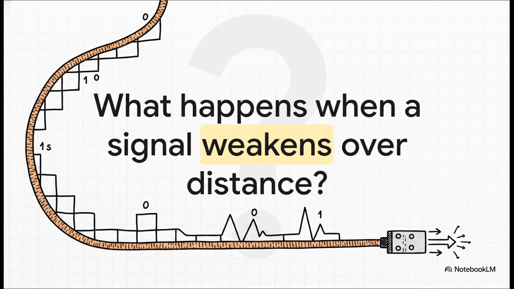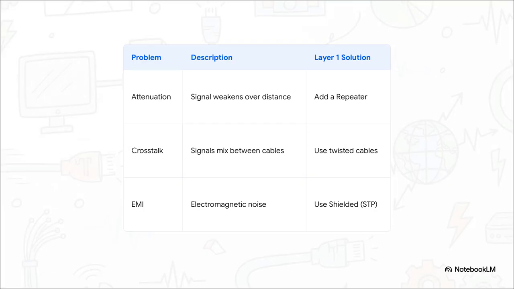So how do you fix it? Well, here is your ultimate cheat sheet for physical network problems. Seriously, you might want to screenshot this one. Remember that signal weakening over distance? That's called attenuation. Your layer 1 fix, you slap a repeater halfway down the line to regenerate the signal.